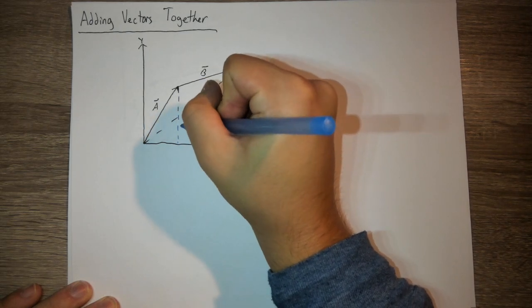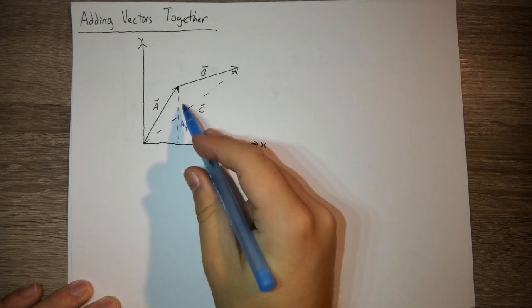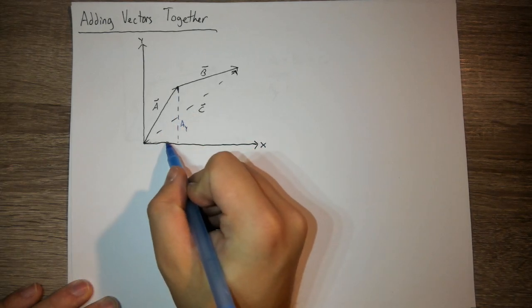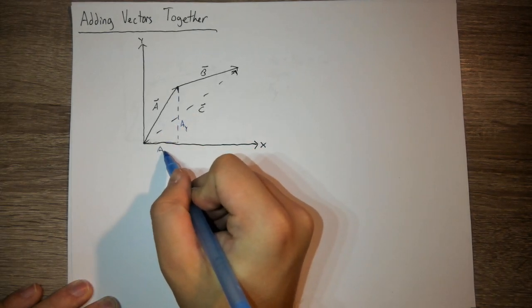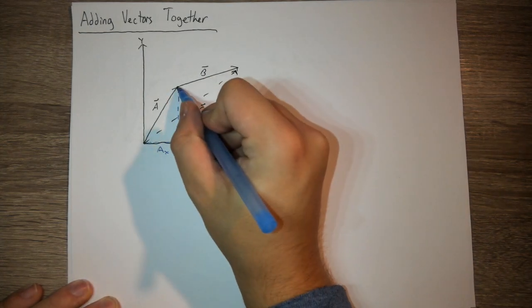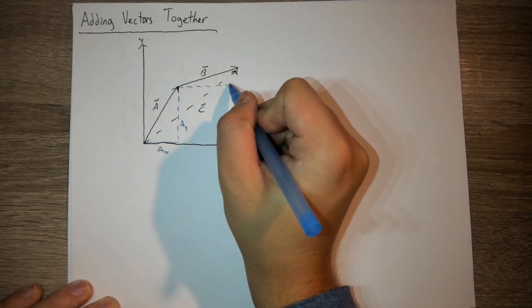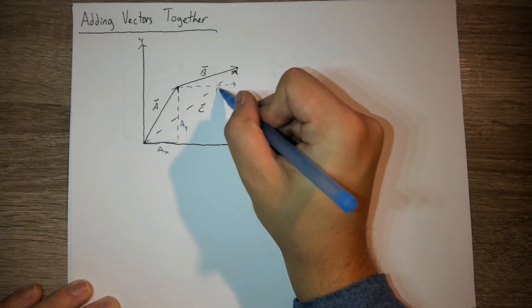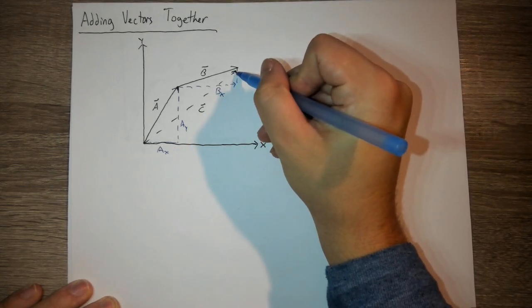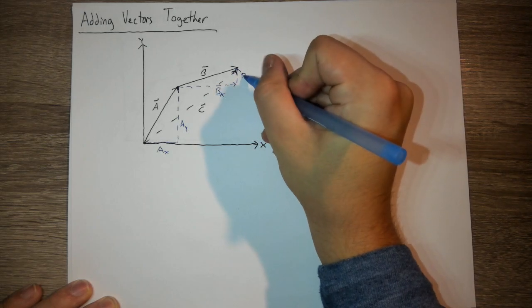We have our y component of A here. We have down here our x component of A. And then we have the x component of B and our y component of B.